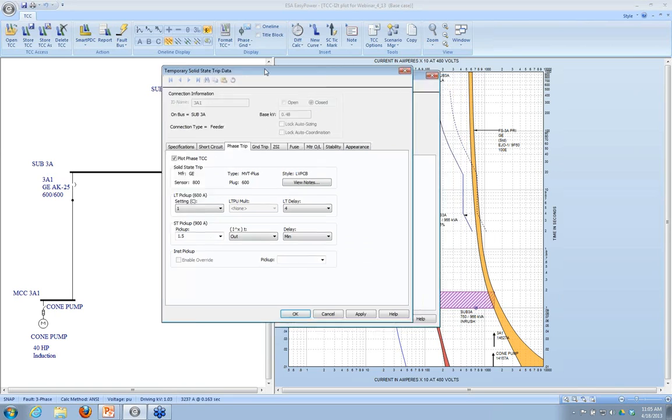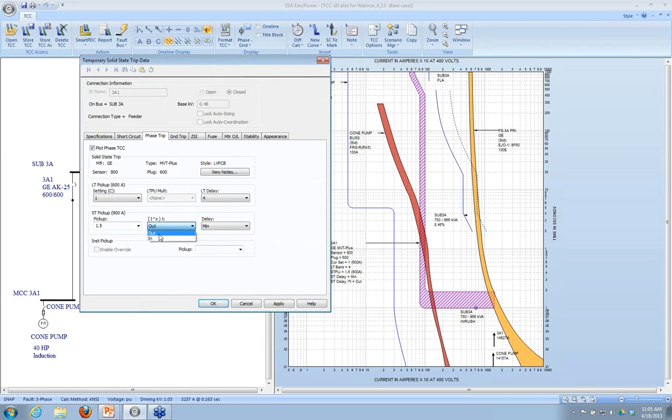If I turn the I2t on, basically I'm going at an angle. I'm cutting off that corner. So you can see if my fault current was in this range, it's getting slower, isn't it? With the I2t out, it's always going to be faster.